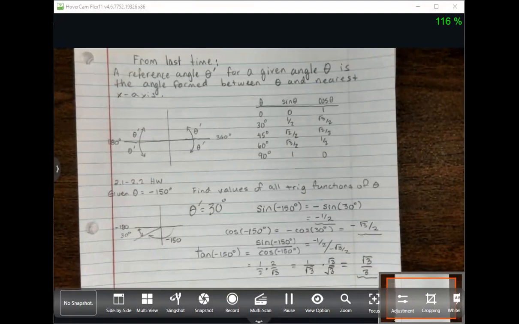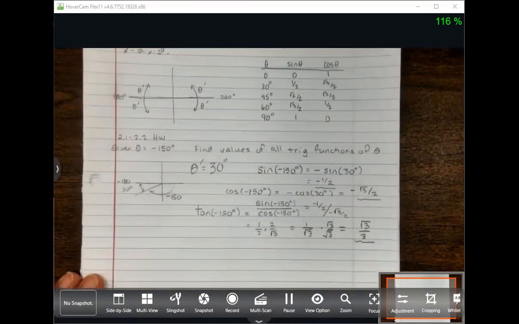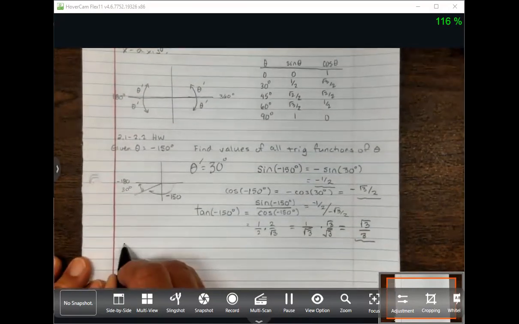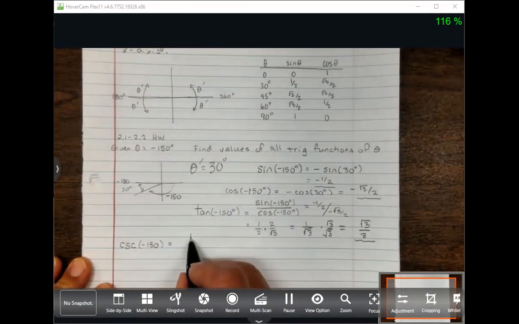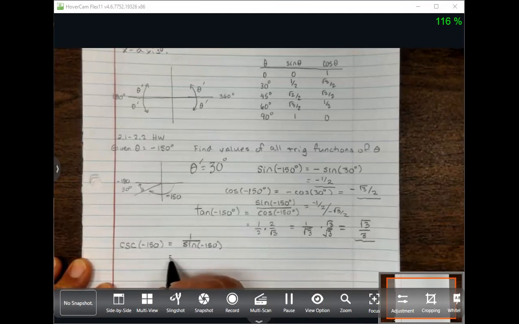Now we flip those numbers over to get the cosecant of negative 150, the secant of negative 150, and the cotangent of negative 150 respectively. So now comes the reciprocal identities. The reciprocal of the sine is the cosecant. Sine was negative 1/2, so 1 over a negative 1/2 simplifies to negative 2.